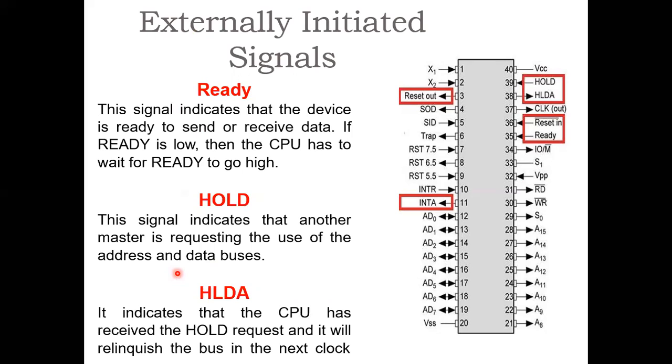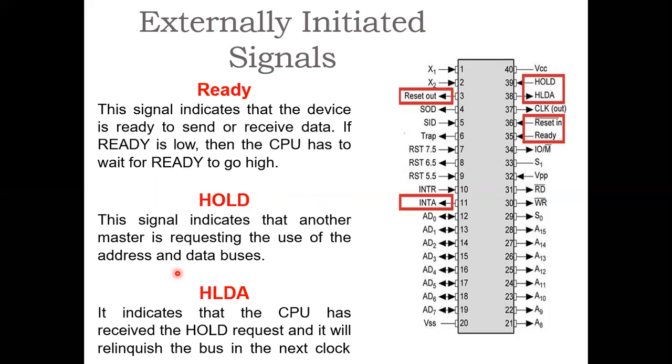Then the READY signal. This signal indicates that the device is ready to send or receive data. If READY is low, then the CPU has to wait for READY to go high. HOLD: this signal indicates that another master is requesting the use of the address and data buses. HLDA indicates that the CPU has received the hold request and will release the bus in the next clock.